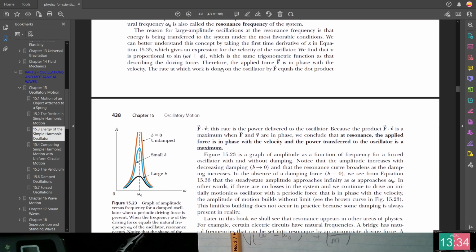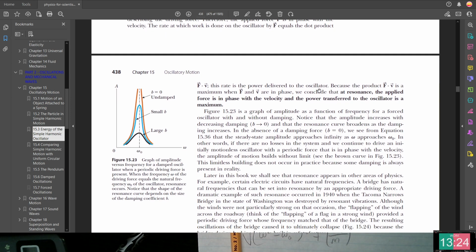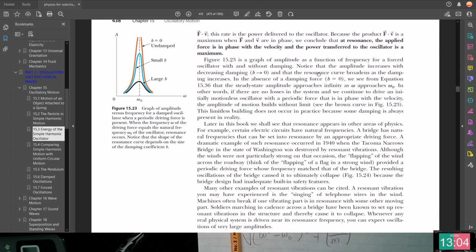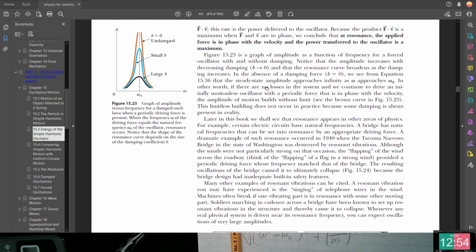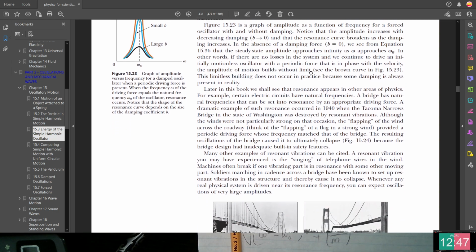We find that v is proportional to sine of omega t plus phi. The rate at which work is done on the oscillator by F equals the dot product F dot v. At resonance, the amplitude is that of a forced oscillator without damping. Notice the amplitude increases with decreased damping, as b approaches zero, and the resonance curve broadens as the damping increases. In the absence of damping, there is a steady state amplitude.